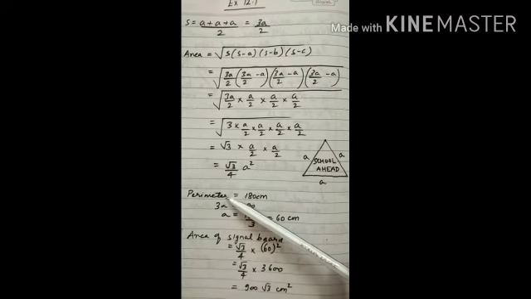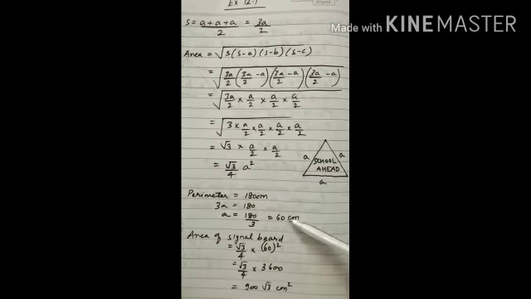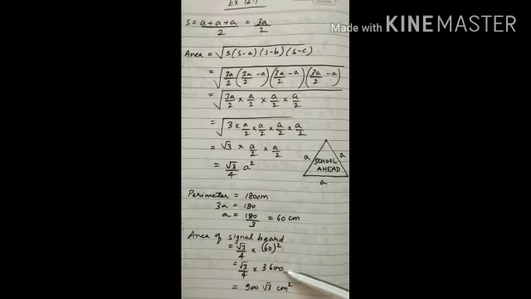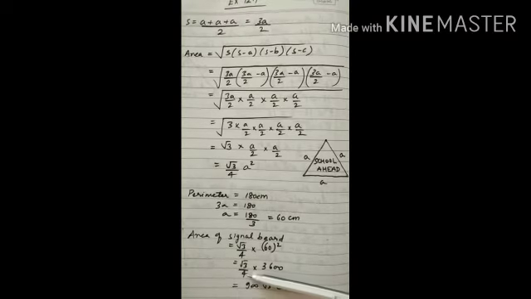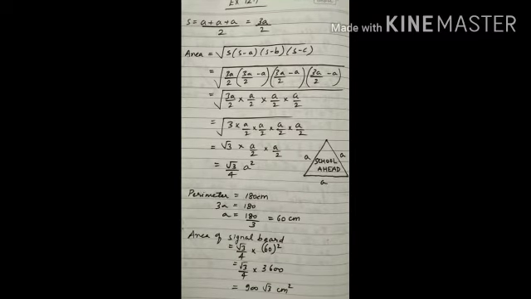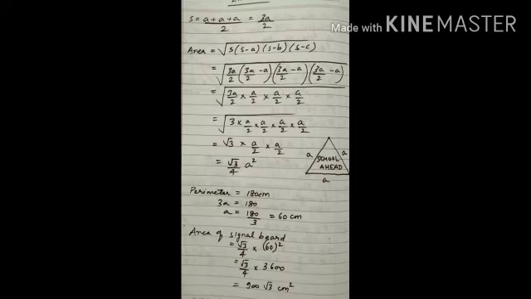Now, perimeter equals 180 centimeter, given. Perimeter means 3A, 3 into side. A has come 60 centimeter. Here you can see the area of the signal board, the formula we have got is root 3 by 4 into side square, A square. In place of A we will put 60, because each side has come 60 centimeter, so 60 square is 3600, and on solving, from the table of 4, 3600 will be cancelled 900 times, so 900 root 3 is the answer for this particular question. It means the area of this signal board will be 900 root 3 centimeter square.